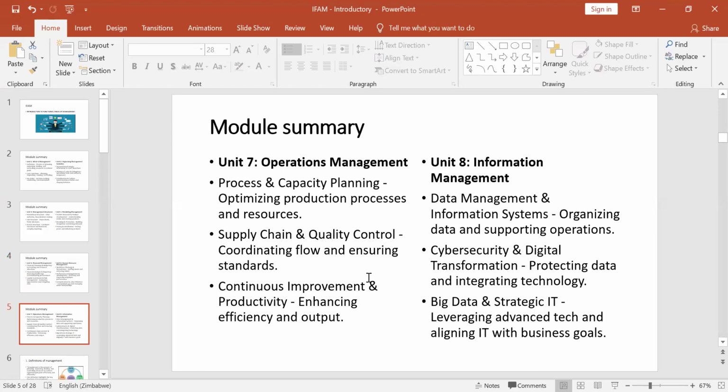Then we will also look at operations management. And of course, because we are living in a technological world, we are going to look at information management.